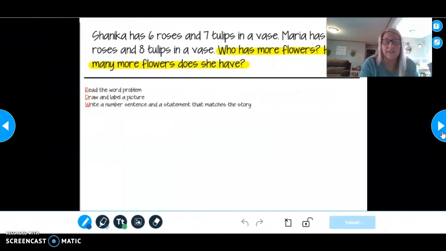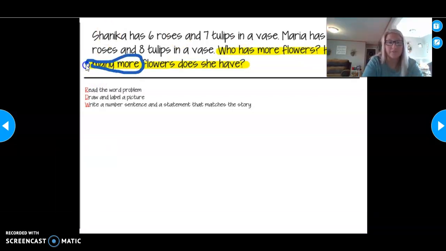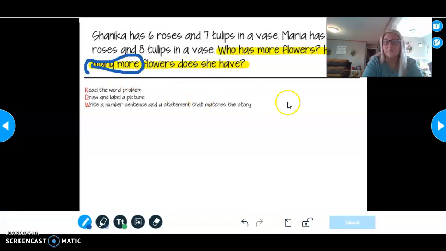All right, Shanika has 6 roses and 7 tulips in a vase. Maria has 4 roses and 8 tulips in a vase. Who has more flowers? How many more flowers does she have? Okay, so we've learned that that special phrase right there, how many more flowers does she have, means we're going to use subtraction on this.